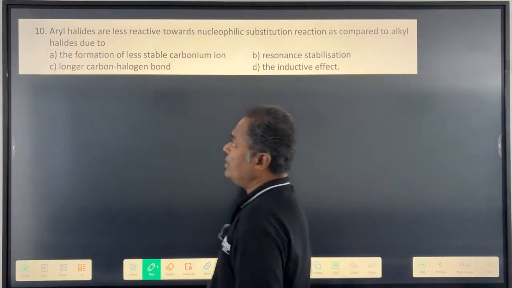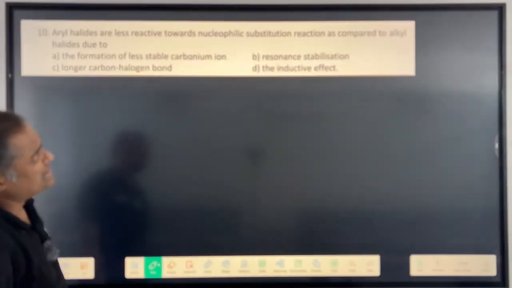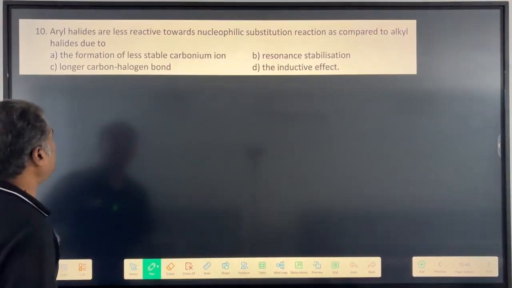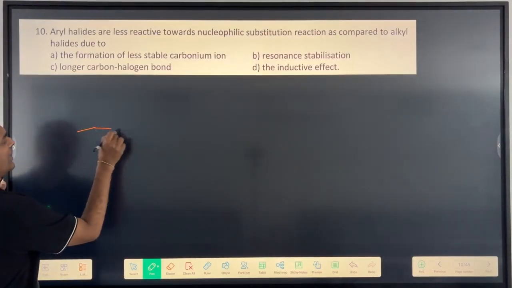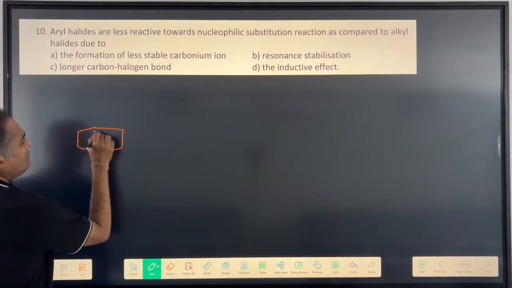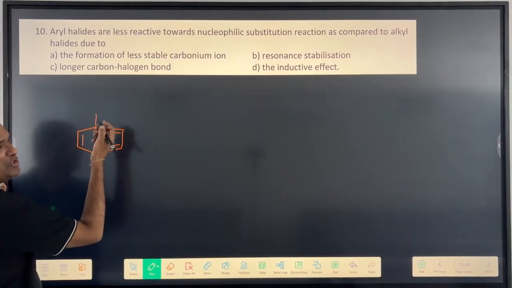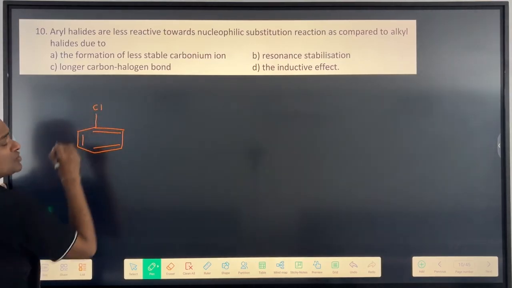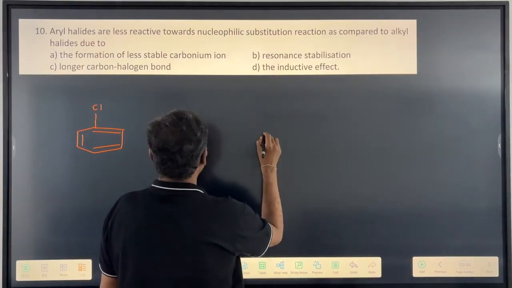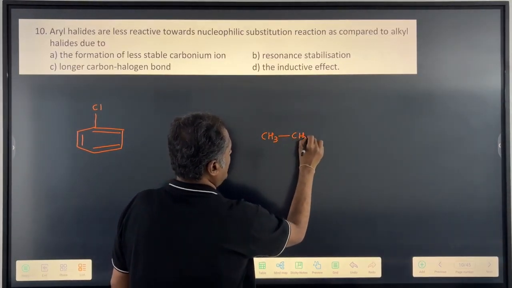Now, question number 10. Aryl halides are less reactive towards nucleophilic substitution reaction as compared to alkyl halide due to. Basically, when you talk about aryl halide, what is aryl halide? Let's take an example over here. I have a pi bond in a benzene ring having any halogen, we can take Cl also, we can take X also. Now, we are going to compare this with an alkyl halide. Let's take an alkyl halide which I have considered as CH3, CH2 and Cl.